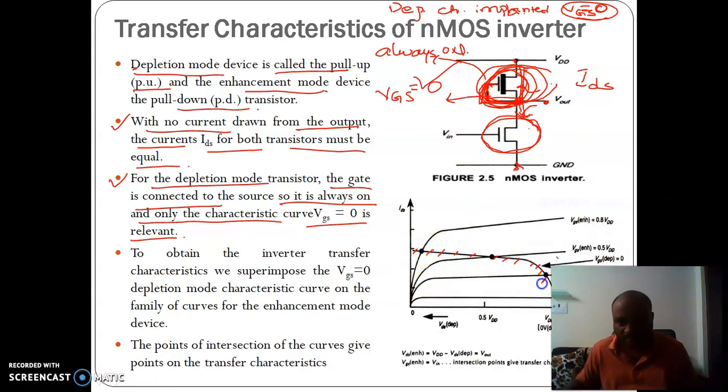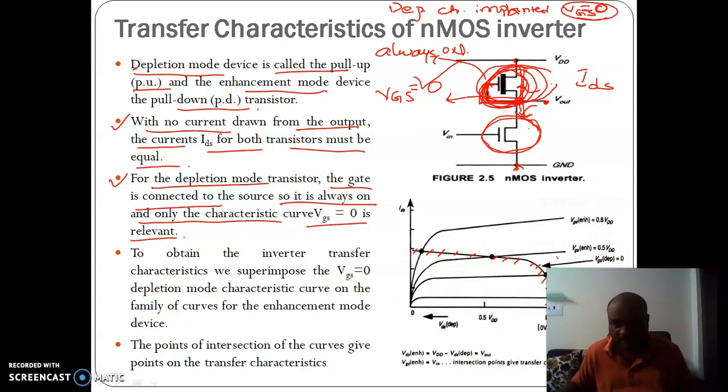So for VGS equal to 0, how is the current changing when VDS is applied between drain and source? A potential difference is created, and this characteristic curve shows how much current flows.